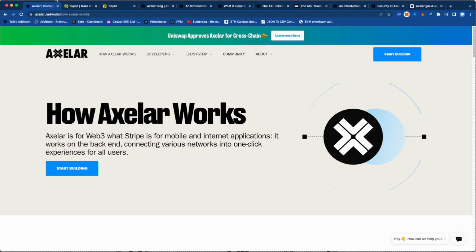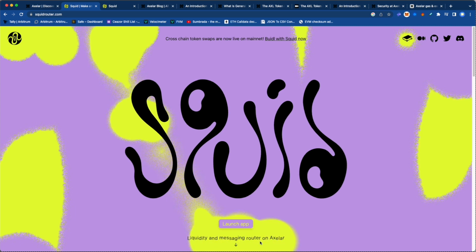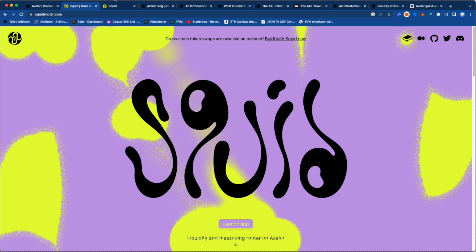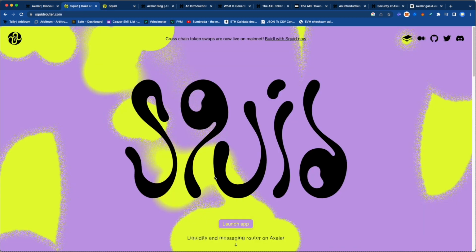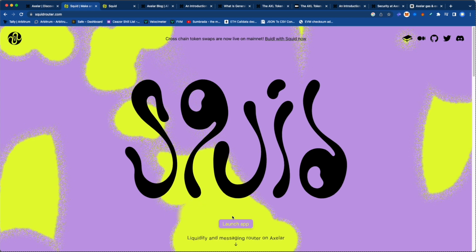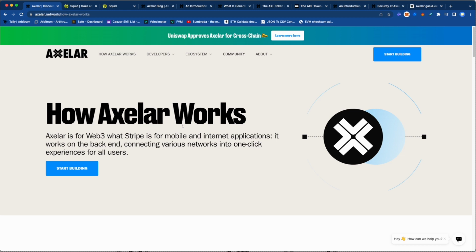Today I'm going to be taking a quick look at AXELAR, and this Squid Router, which is built on top of AXELAR. It's pretty interesting. It's a new solution for bridging tokens from one blockchain to another. And this Squid Router is a front end plus some contracts to help you utilize this AXELAR blockchain for bridging.